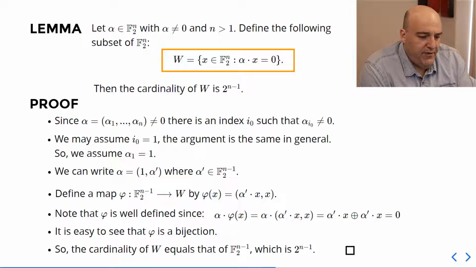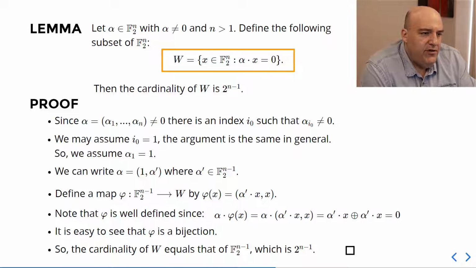Now, this is a little bit of a technical lemma. We just need to prove this to get the results later on that we need. If we take an element alpha of F2^n, and it's not going to be 0, and we're also assuming that n is not 1 here, so n is bigger than 1.